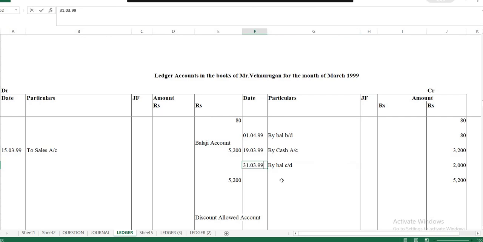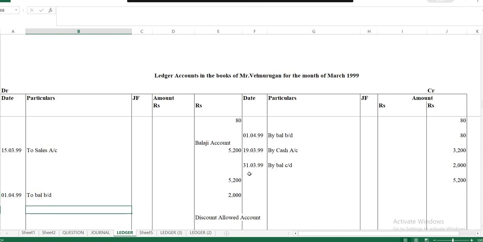31/3/99. So this by balance carry down, this 2,000 rupees to be brought down next month, 2,000. So that is on 1st April 99, to balance brought down. Okay, so you have to mention it over here.